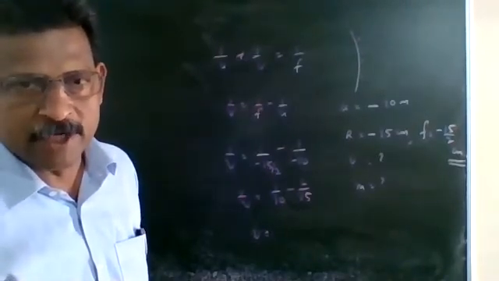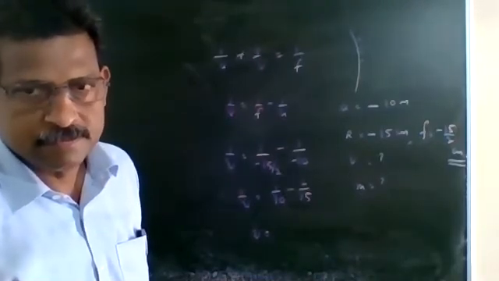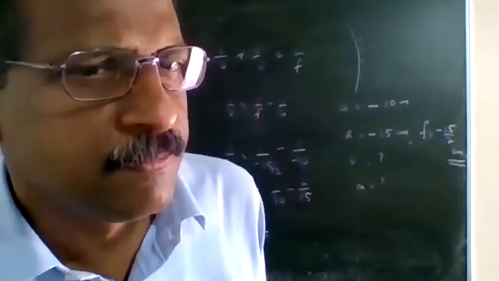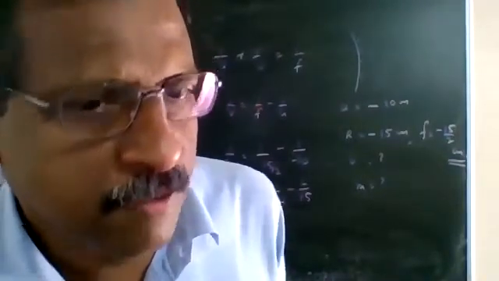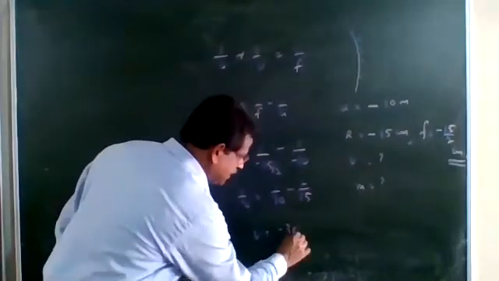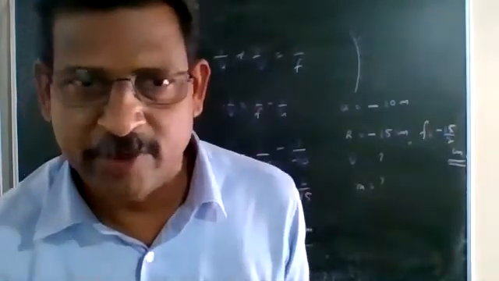Once you have completed it, you can tell me the value. Minus 30. Loudly. Minus 30. So v is equal to minus 30. What does it mean? Is it a real image or a virtual image?